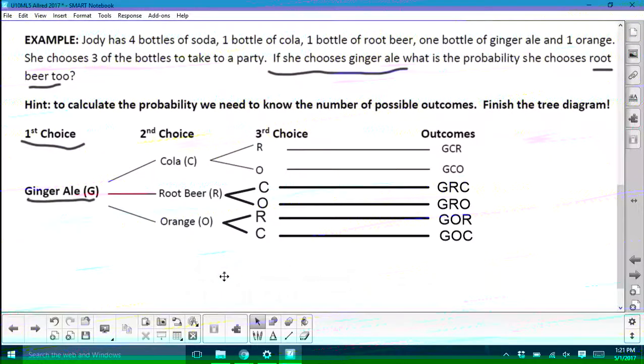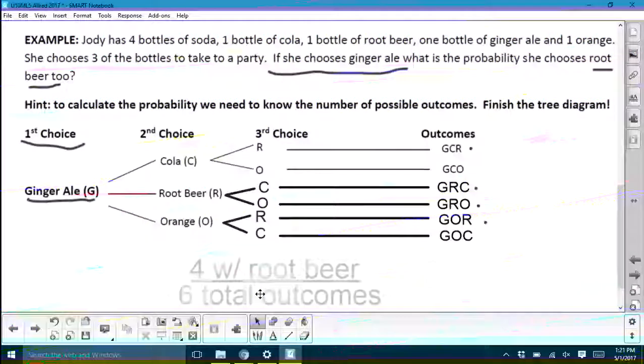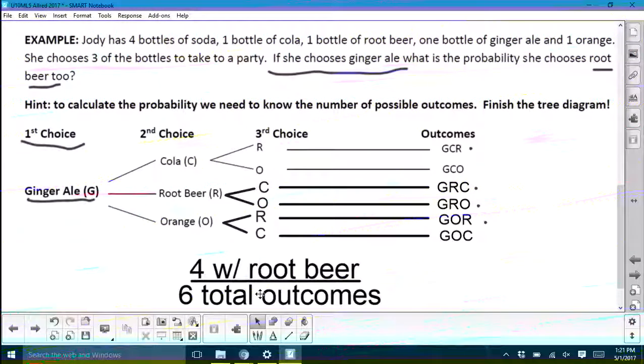There's only 6 total outcomes. The question says, what is the probability that she chooses root beer 2? If you count up the number of outcomes with an R, you got 1, 2, 3, 4 outcomes with an R. So it makes sense that there's 4 outcomes that I wanted with root beer out of 6 total outcomes. Okay? There was a 2 out of 3 chance that if she picked drinks at random and she chose ginger ale first, there's a 2 out of 3 chance that she would choose root beer 2.